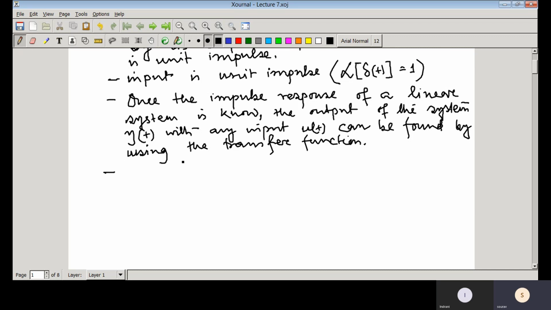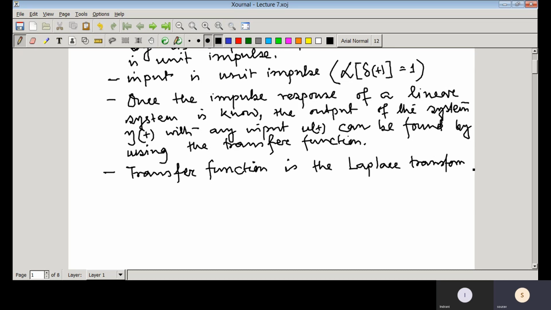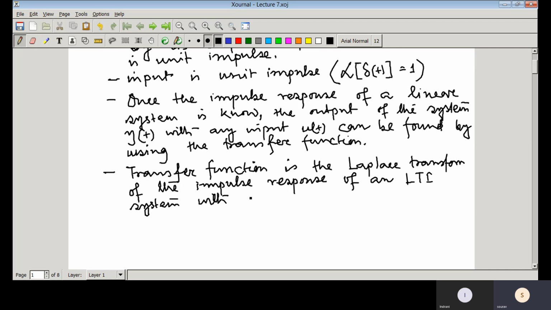So transfer function is the Laplace transform of the impulse response of an LTI system with zero initial condition. That is very important, with zero initial condition.